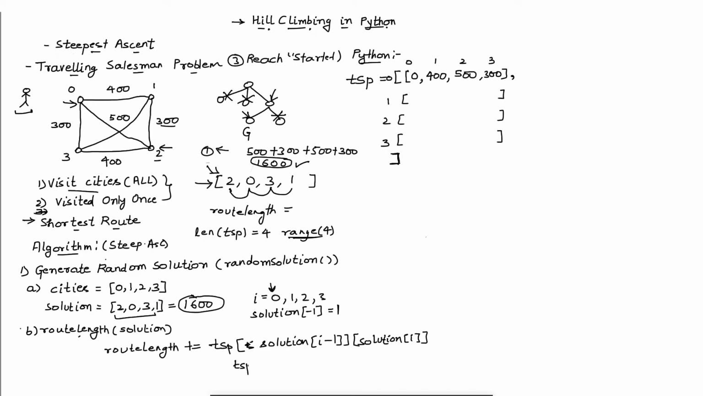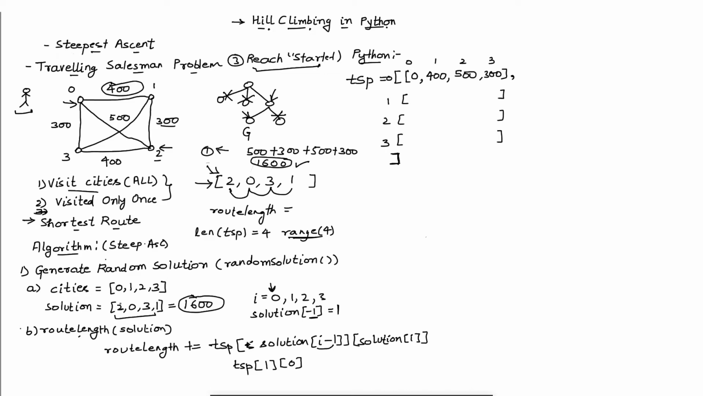So in the first iteration I have TSP, solution of I minus 1 is 1, and in the second part we have solution of I is equals to 0. You can see 1, 0 is the answer that we are getting. So what is the value of TSP 1, 0? You can see from 1 to 0 I have the distance 400. So the reason why we are starting from I minus 1 is because the salesman will have to also reach the city from where it started.